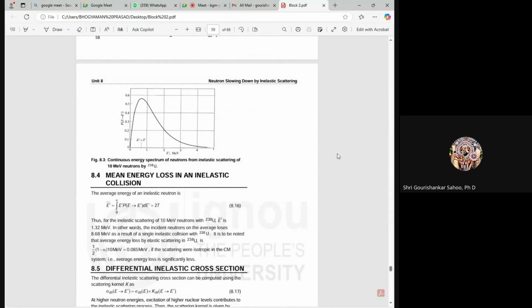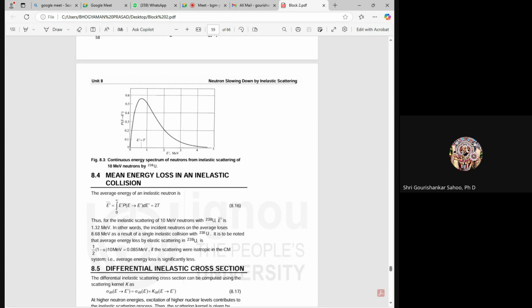So your mean energy loss in an inelastic collision, you have the expression E dash bar is equal to the integral from 0 to infinity of E dash P(E to E dash) dE dash, which is equal to twice T, capital T. So for the inelastic scattering of 10 MeV neutrons with uranium-238, your E dash bar is 1.32 MeV. In other words, the incident neutrons on average lose 8.68 MeV as a result of a single inelastic collision with uranium-238.